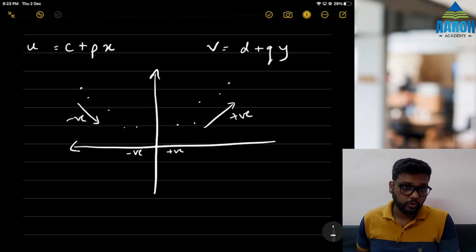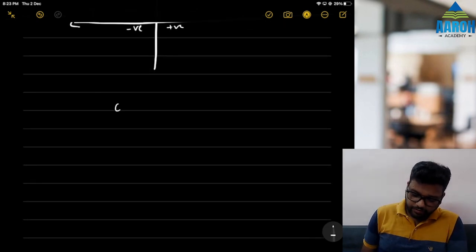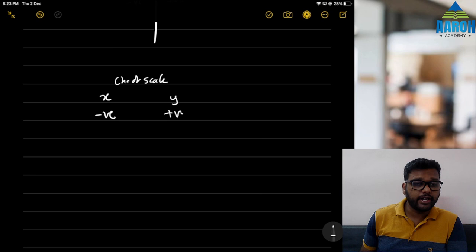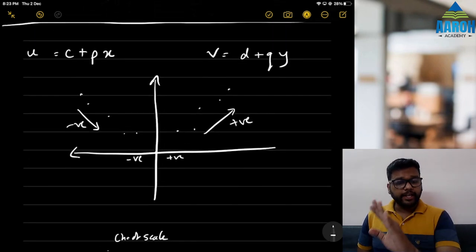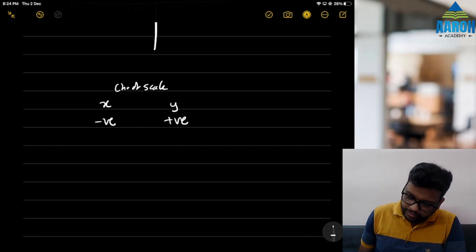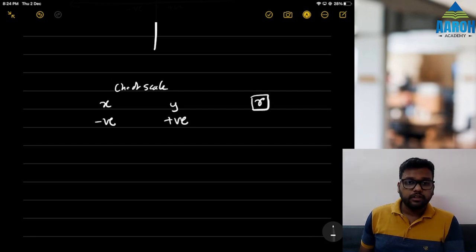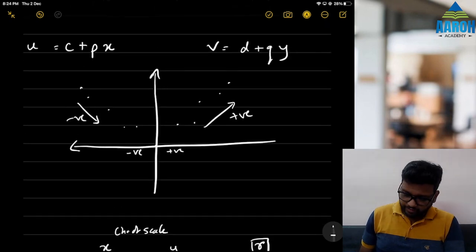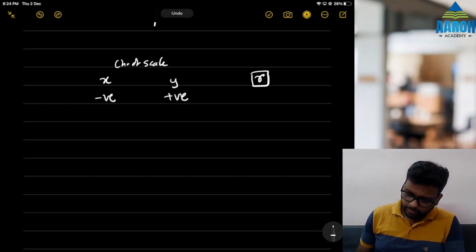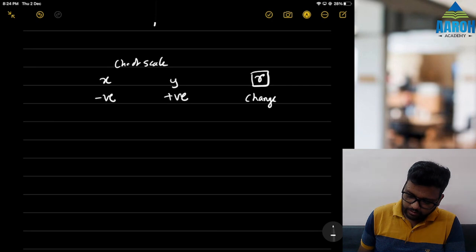Understand? That means if change of scale of x is negative but change of scale of y is positive, x became negative but y remained positive, then that correlation coefficient r will also change sign. If it was positive, it will become negative. If it was negative, it will become positive. That means r will change sign.